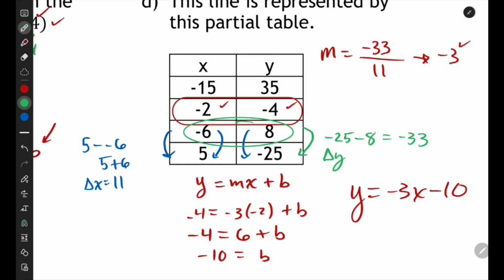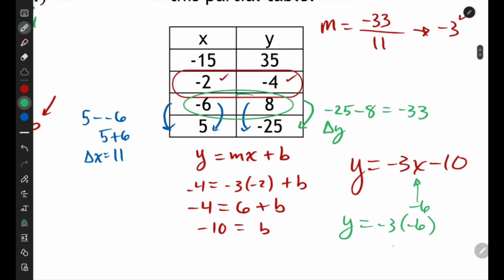So on this one, I've got a y, again, I'm just plugging in -6. So when I plug -6 in for x, this becomes y is equal to -3 times -6, which looks like positive 18. And then 18 minus 10 is indeed positive 8. So pretty satisfied with this solution. It's doing all the right things. Y equals -3x minus 10.